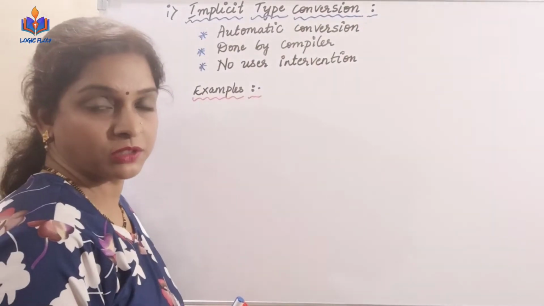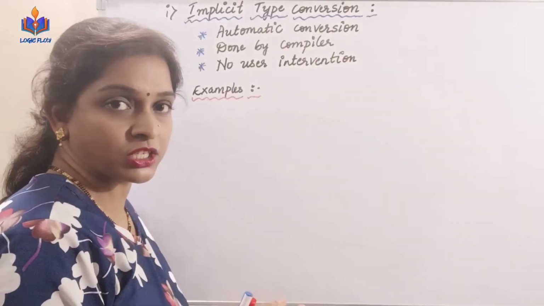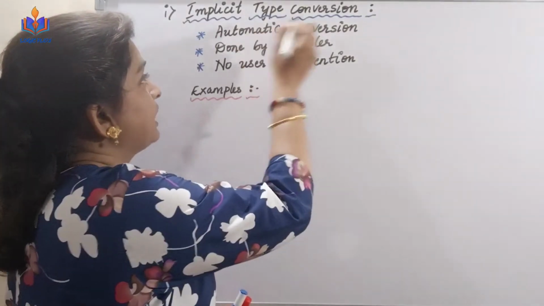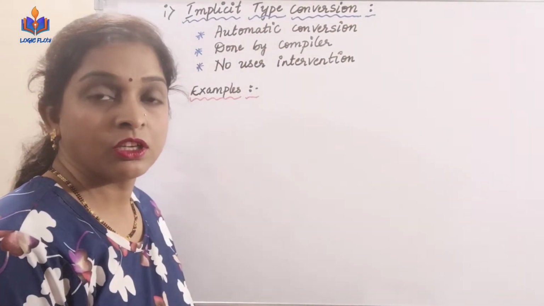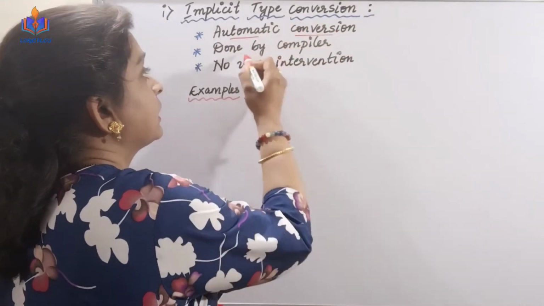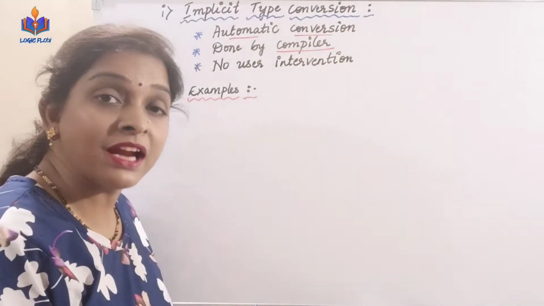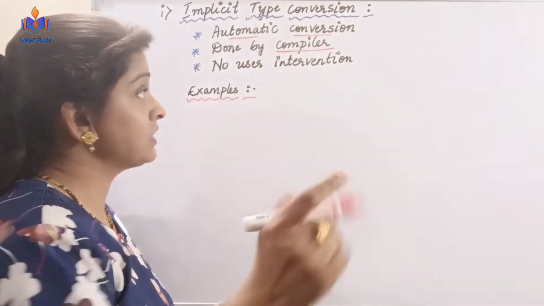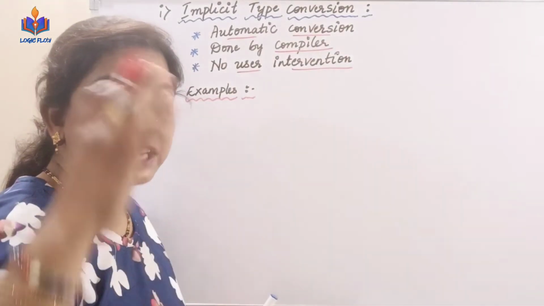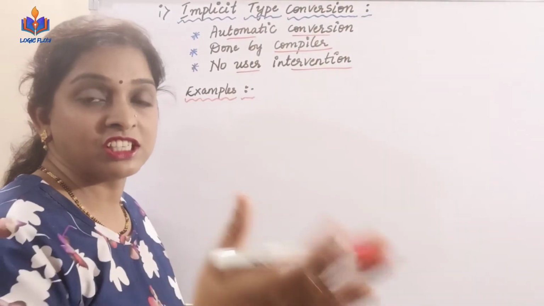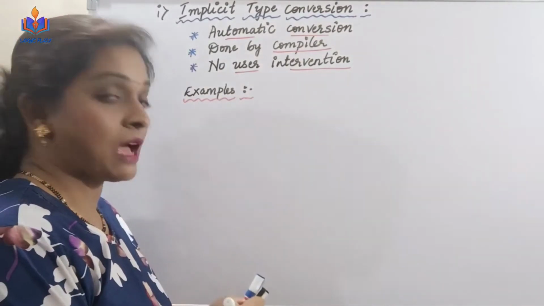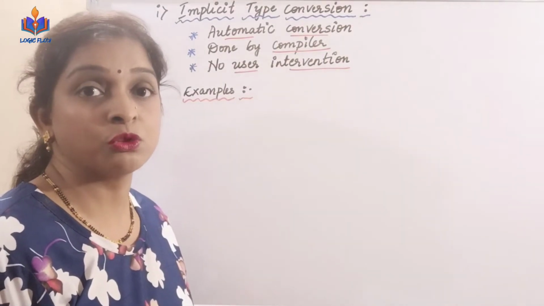Implicit type conversion. The name itself tells you the conversion takes place implicitly. So here automatic conversion is done. Who is going to do this automatic conversion? It is done by the compiler. The compiler is going to take care of the conversion. Hence, there is no user intervention. The user or the programmer need not bother about how to convert one type of data into another data type. Let us see a small example now, of how the compiler is going to do this implicit type conversion.